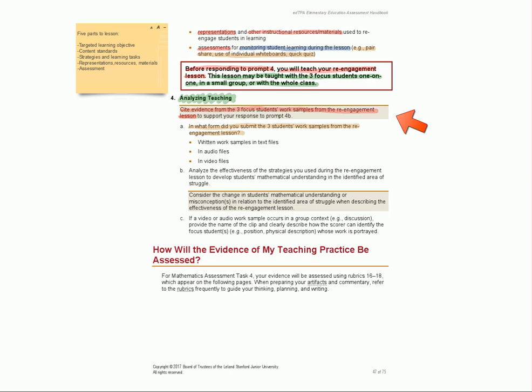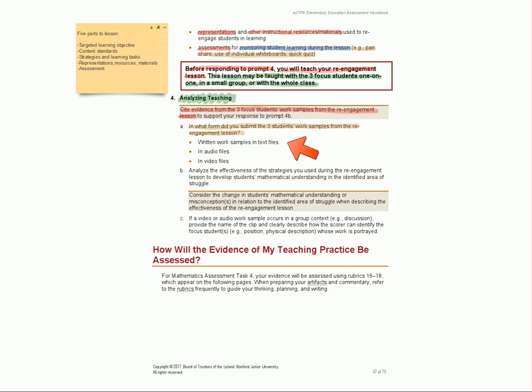All right, so you've taught the lesson, and then the evidence you've collected from the 3 students' work samples, so whatever work you've had them do in the re-engagement lesson, you're going to respond to these prompts. All right, so the first one is a simple question again. In what form did you submit the 3 students' work samples for re-engagement lesson?